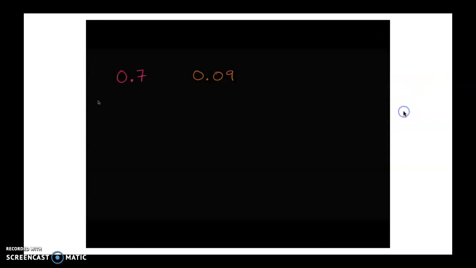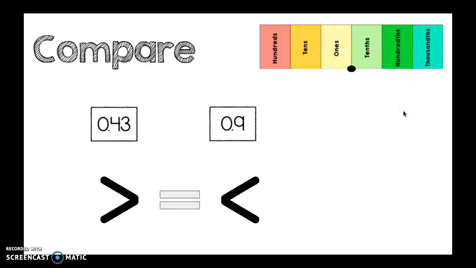Okay, let's continue on. So we're going to apply what we've learned using our chart. So our first number here is 43 hundredths. I'm going to write it on my chart, line my decimal up. I can clearly see now that this shows 4 tenths, 4 hundredths. Remember, as we move to the right, the place value of that number gets smaller.